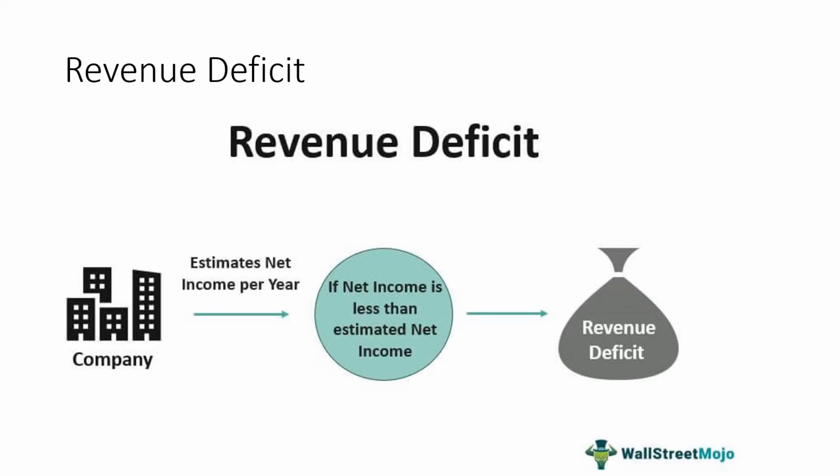Revenue deficit. A revenue deficit occurs when the government's net income or revenue generation is less than the projected net income. This is a situation where the actual amount of revenue or expenditure is not in line with budget revenue and expenditure. It is a key indicator to determine whether the government is overspending from its regular income.